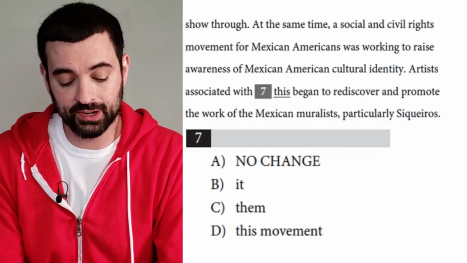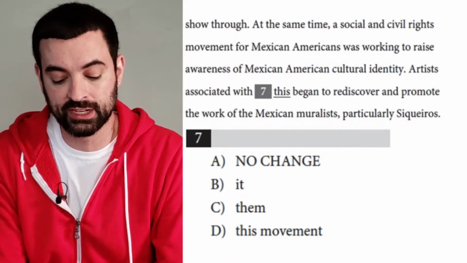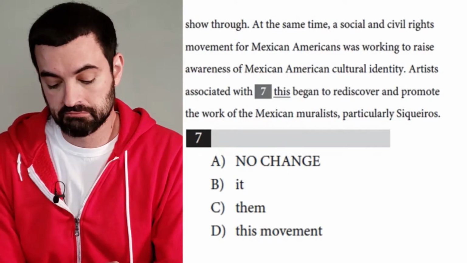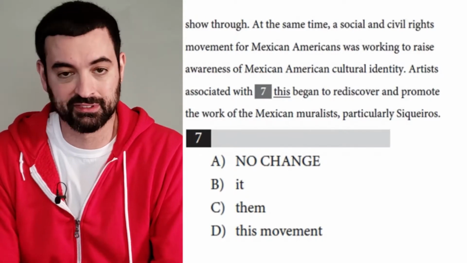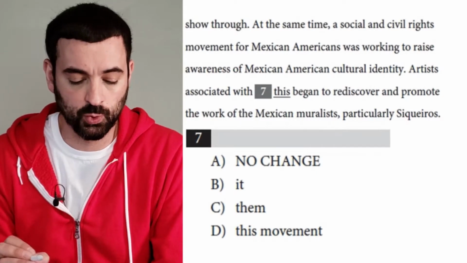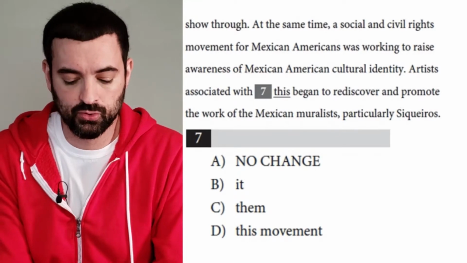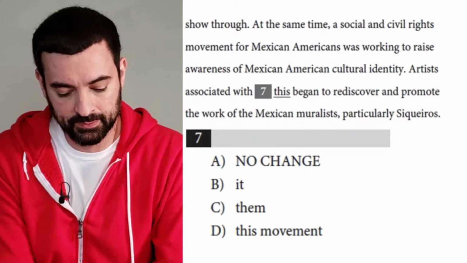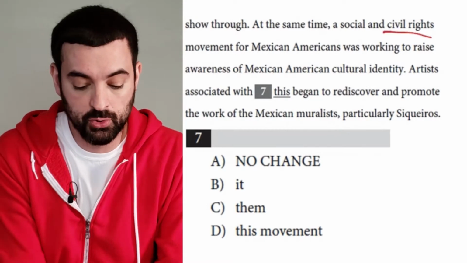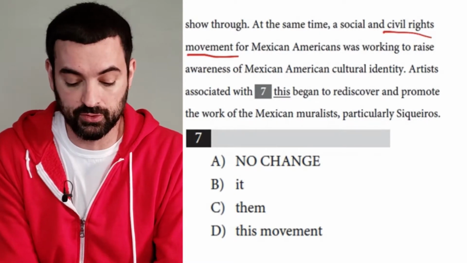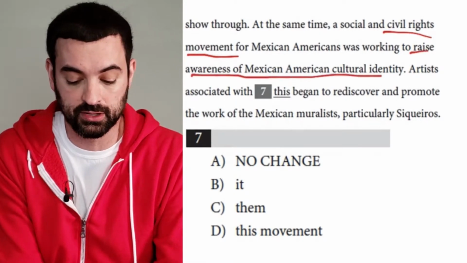Another one, this is Test 4, Section 2, number 7. Artists associated with this began to rediscover and promote the work of the Mexican muralists, particularly Siqueiros. I imagine that's how it's pronounced. What is this? If we look at the previous sentence, we see that it appears to be a civil rights movement or a raising of awareness of Mexican American cultural identity.